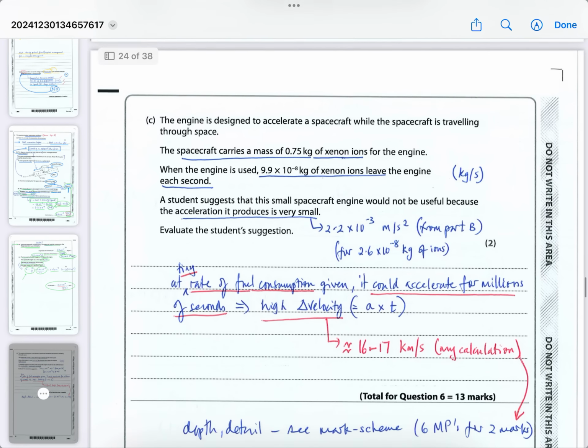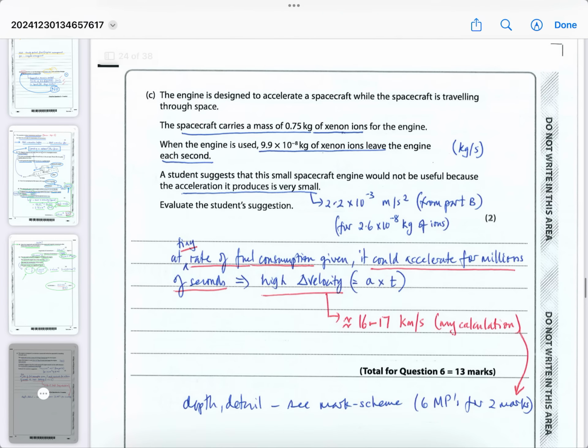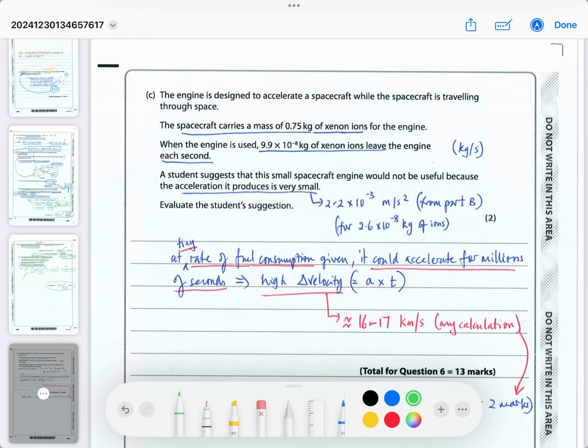The question hasn't finished yet. So part C says the engine is designed to accelerate a spacecraft through space. So that's the situation. The spacecraft carries a certain amount of fuel, and the fuel, remember, is xenon ions.